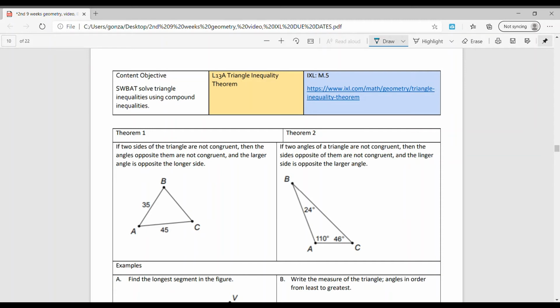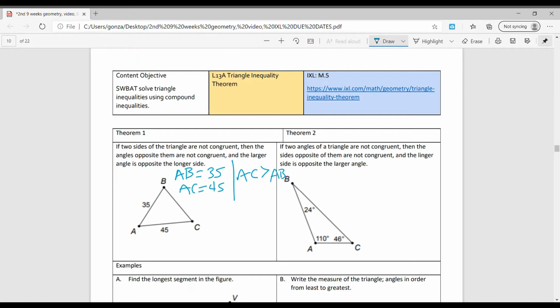Triangle inequality theorem. Theorem 1: If two sides of the triangle are not congruent, then the angles opposite them are not congruent, and the larger angle is opposite the longer side. So we don't know the measure of BC, but we do know that AB equals 35, and we know that AC equals 45. So from here, I can tell you that AC is going to be larger than AB.